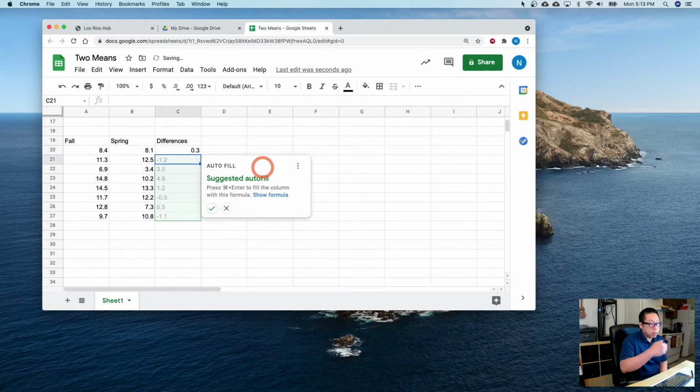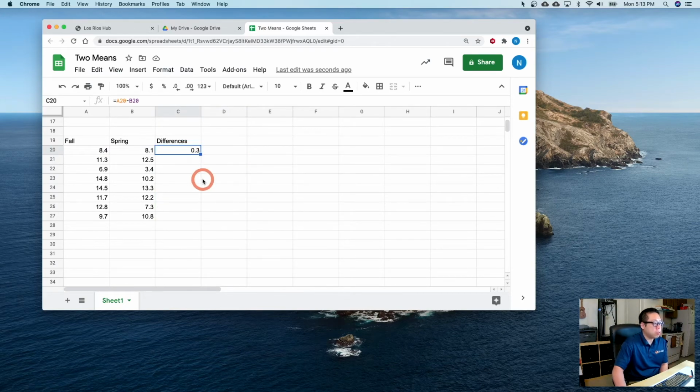And then for the rest of the column, you can actually click yes on the suggested autofill. I'm going to do this the other way, which is to move my cursor to the bottom right until I see a plus sign, and I'll click and drag that. All we're doing here is copying that first box and pasting it down the rest of the column. You can also use the autofill suggestion. So what Google Sheets did for you is subtract all of these for you.